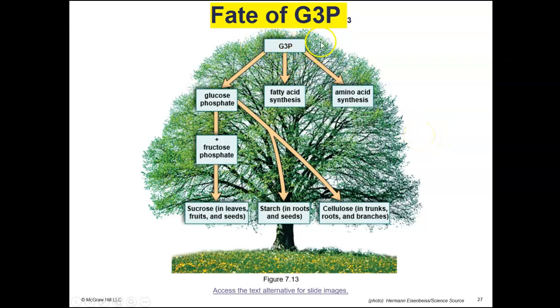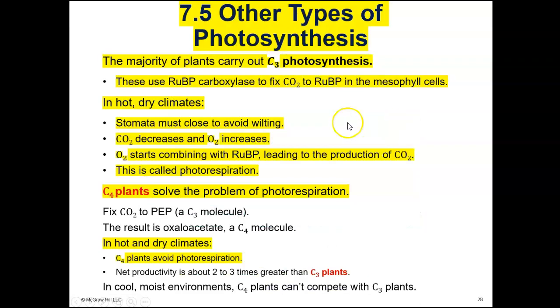G3P is the immediate product of step 2, which is the reduction of carbon dioxide. But then 5 of those G3Ps go on to regenerate RuBP, and 1 out of every 6 goes on to produce one of these different food carbohydrates that we find in food. Okay. So, other types of photosynthesis.